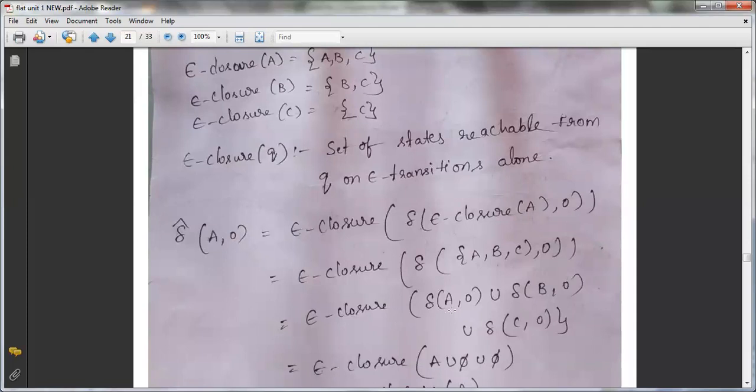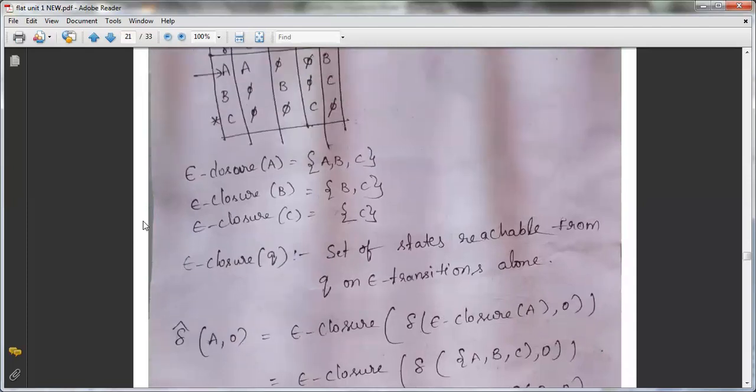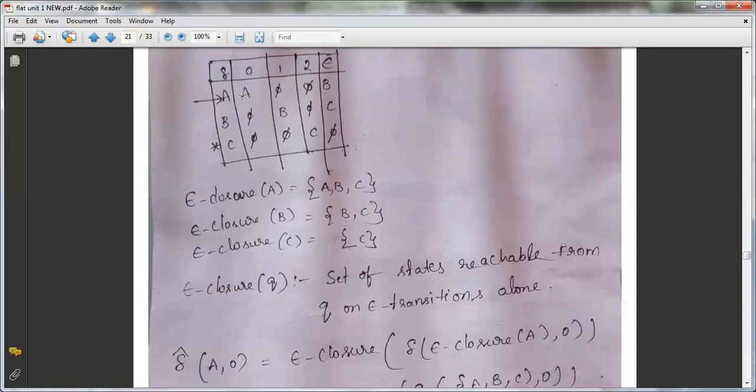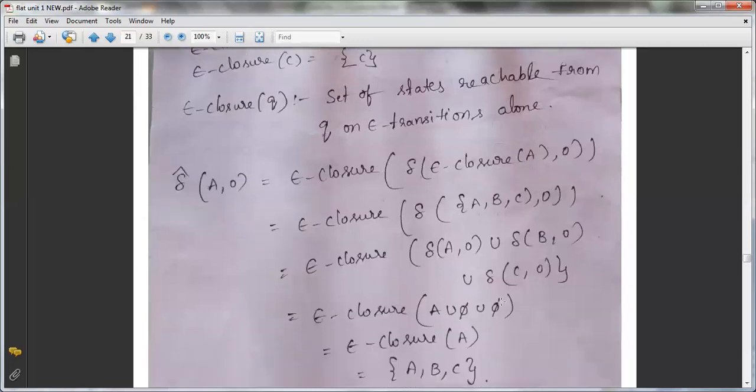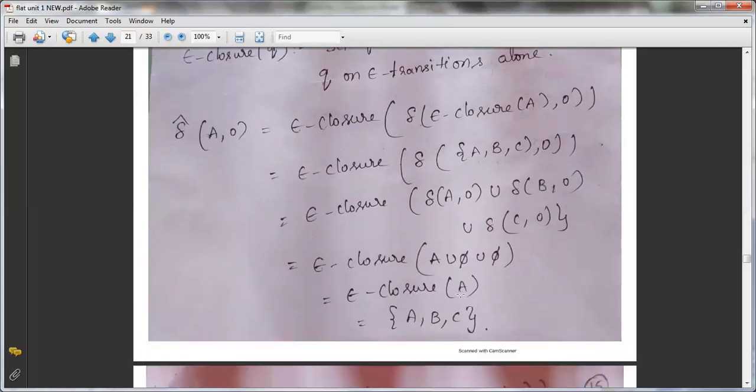What is there in A comma 0? If you give the input 0 to A, what are you going to get? A. So we write A union, B on 0 is pi, C on 0 is pi. So A union pi is nothing but A. So the epsilon closure of A is nothing but A, B, C. So that's what we have calculated now.